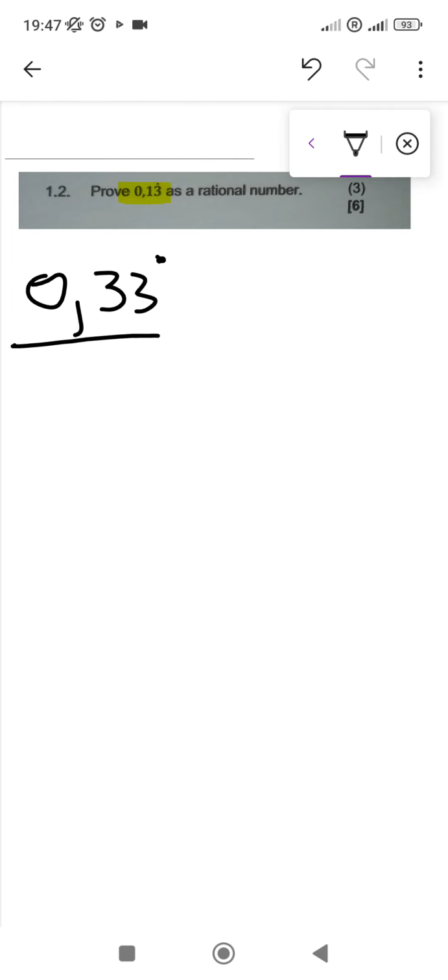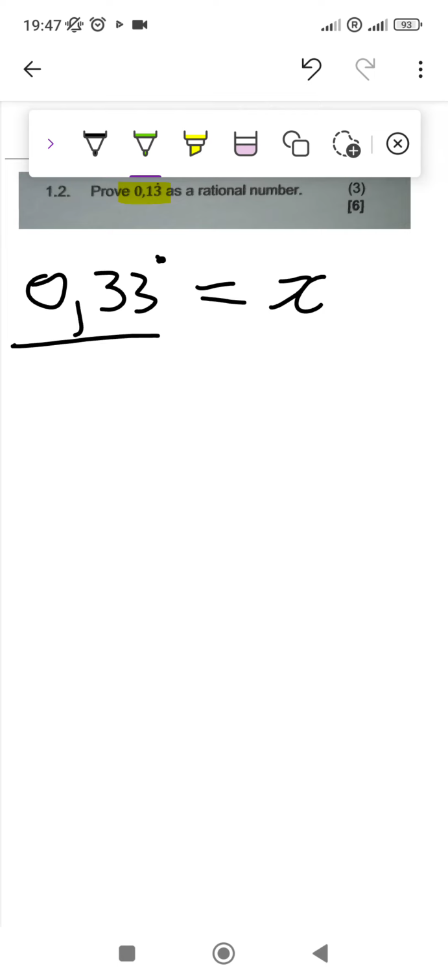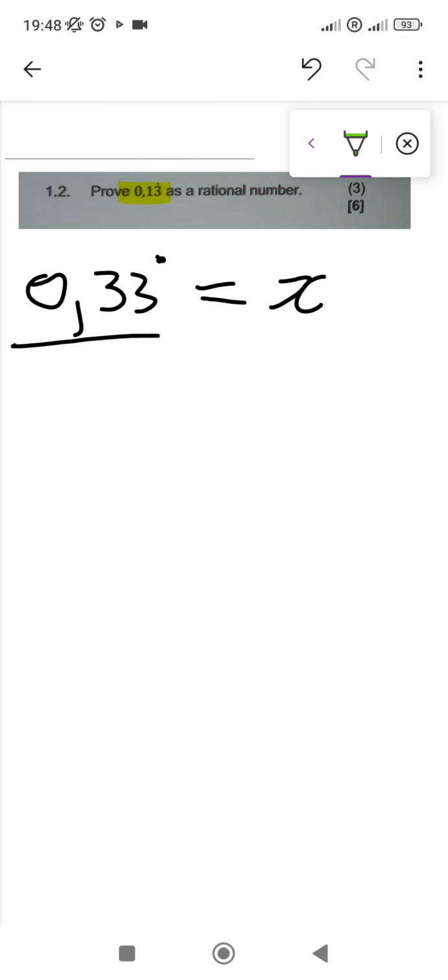Okay, so the first thing we'll do is we'll equate this to x. We'll say this thing, his name is x. Then what you're going to do is multiply both sides. It's okay because we're doing it on both sides. You're going to multiply both sides with 10. So multiply that with 10, multiply this with 10.